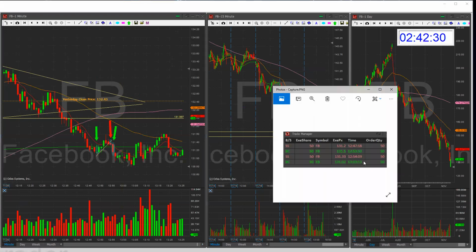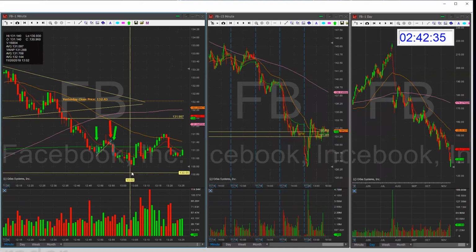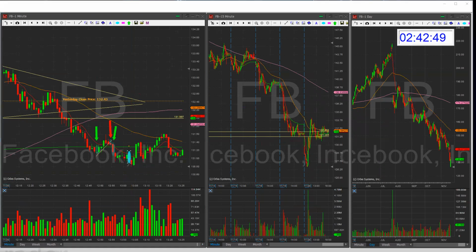Now, where did I cover? 131.13. I covered it right here on this candle. I remember correctly because I pounded the table right after I covered too. Just mark that off. This was the candle where I covered. Sorry, let's change the color real quick. Okay, so this was the candle where I covered.